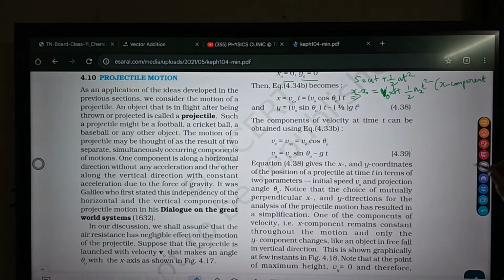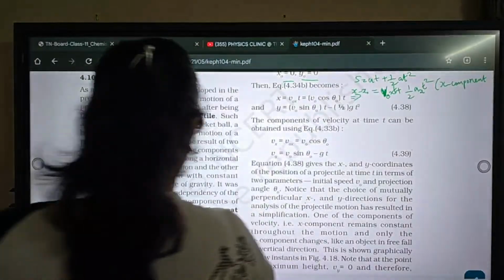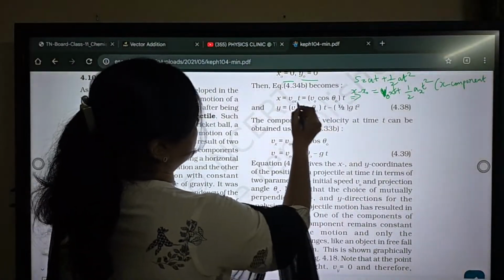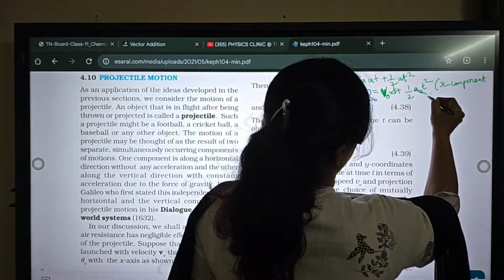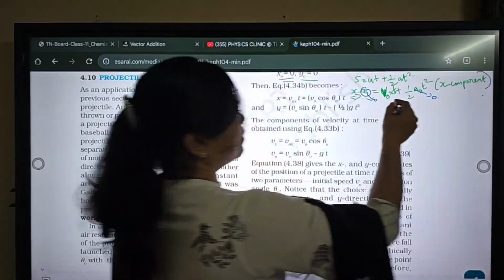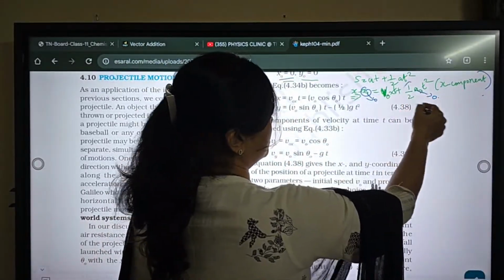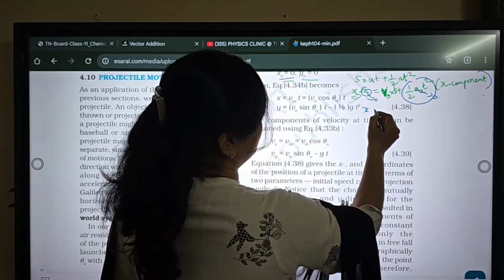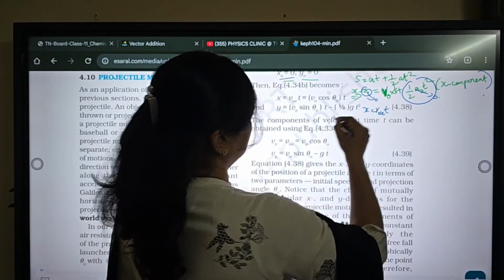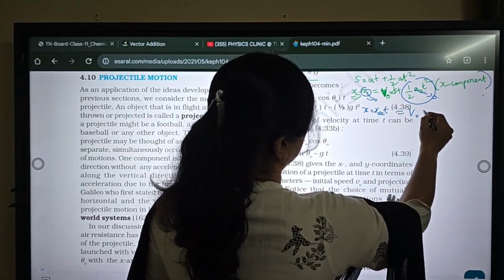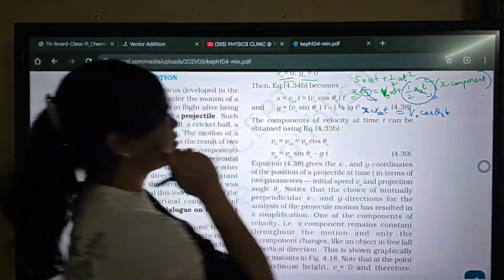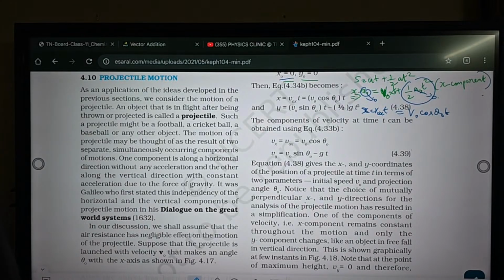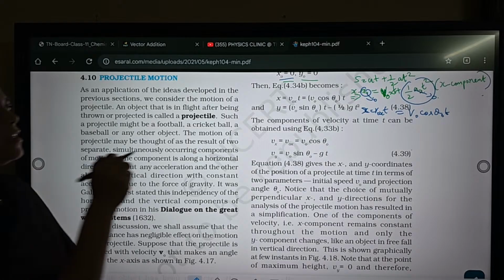Then what is the value of x naught here? X naught will be 0, right? So it is 0 here. Ax is also 0, right? So the total term will be 0. Then what is the resultant? X is equal to V naught x times t. So what is V naught x? That is equal to V naught cos theta naught into t. That is the x component. Is it clear?